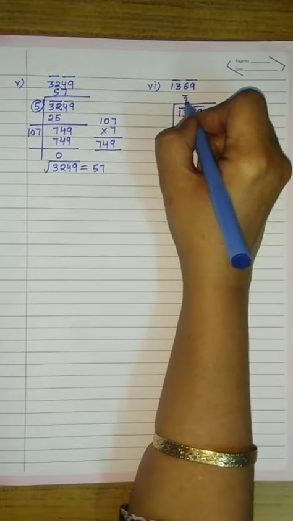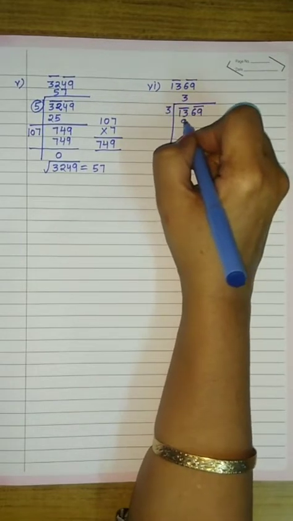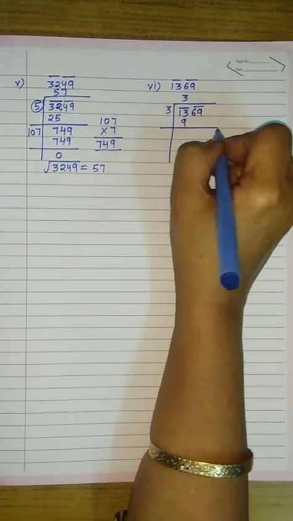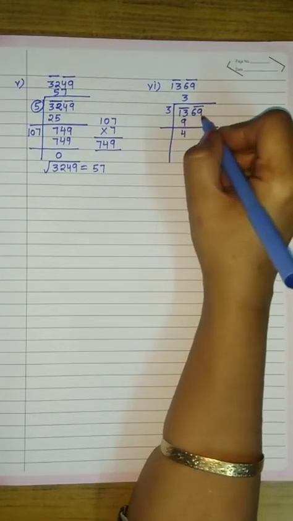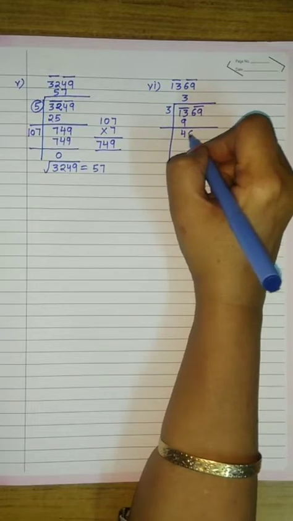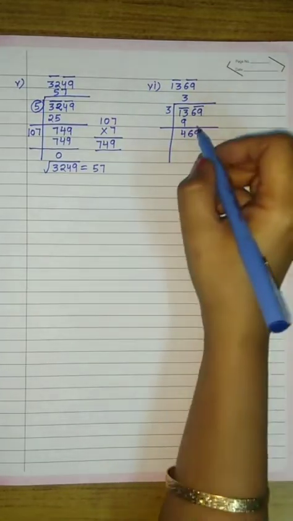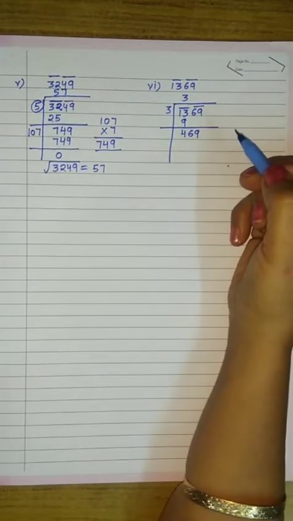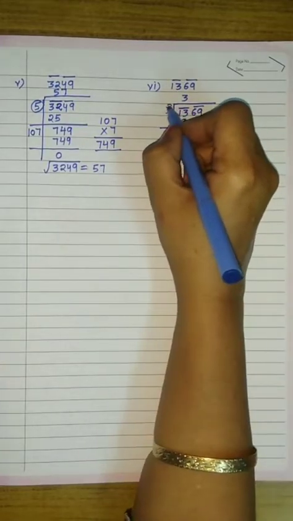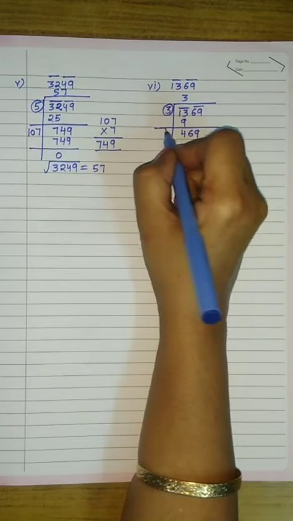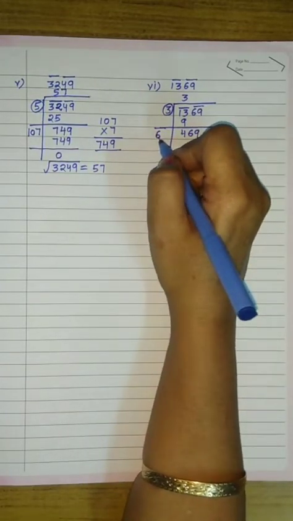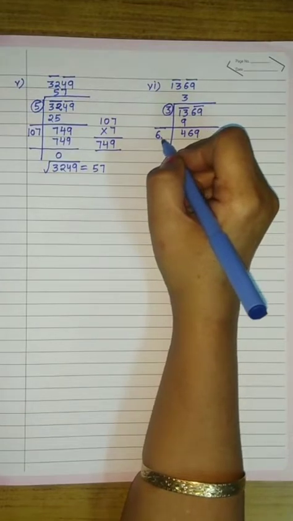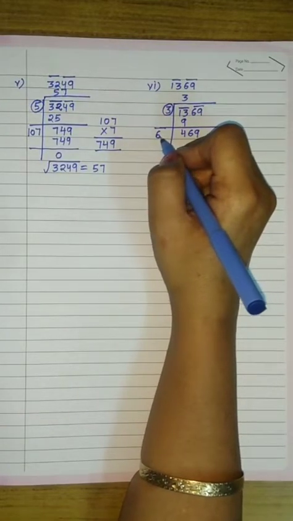So we will multiply 3 into 3, which will give us a number less than 13. On subtracting 9 from 13 we get 4. Now we are taking down the next bar. We get 469 as our new dividend. In the next step we will double this divisor 3. On doubling we will get 6 as the first digit in the next divisor.